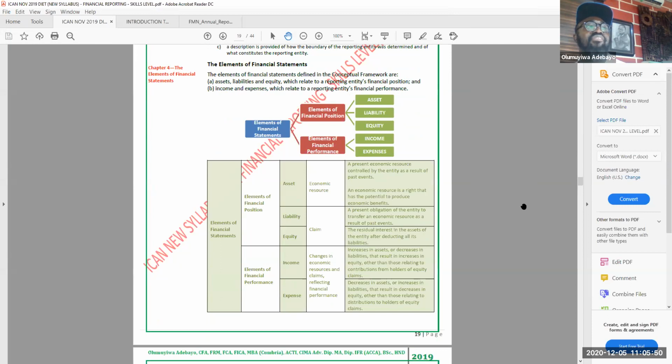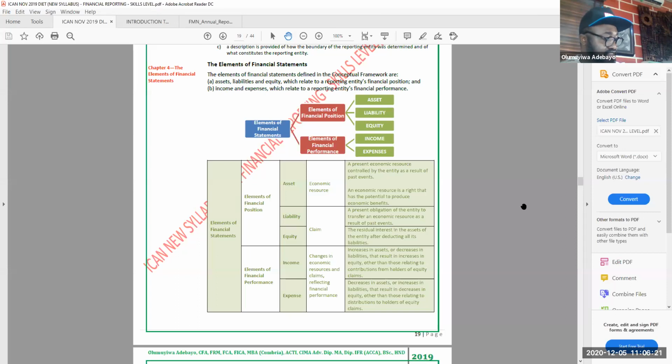Now chapter 4, elements of financial statements. Elements of financial statements can be subgrouped into two: those identifiable with financial performance and those identifiable with financial position. For financial position, we have three elements, namely assets, liabilities, and equity.